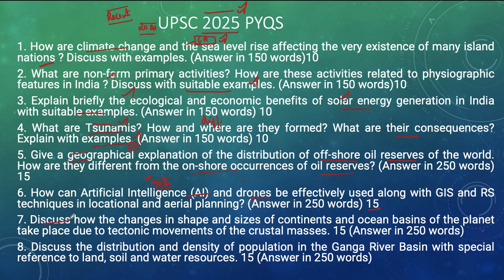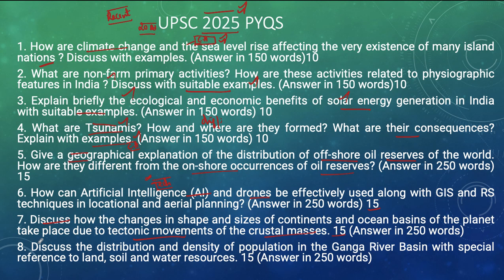And the seventh one: discuss how the changes in shapes and sizes of continents and ocean basins of the planet take place due to tectonic movements of the crustal masses. So it's a 15 marker question, students, and this has been picked directly from the plate tectonics concept. So it is very easy to write.